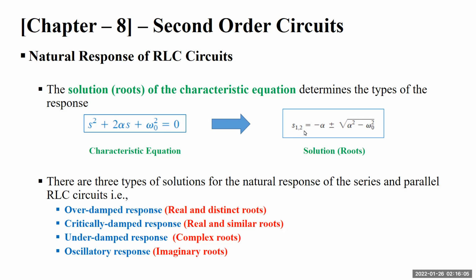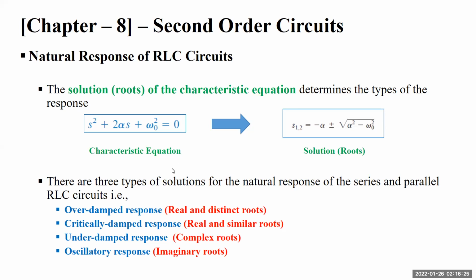These roots can be complex, which means they have a real value and an imaginary value. And these roots can also be imaginary, which means they have only imaginary values. So for all these four cases, there are four different types of response for the characteristic equation or for our second order circuit.